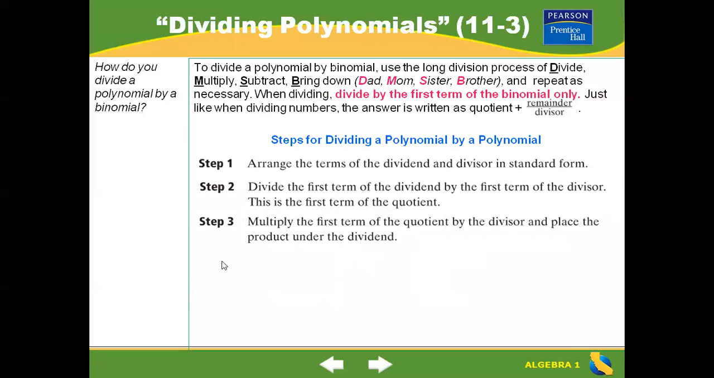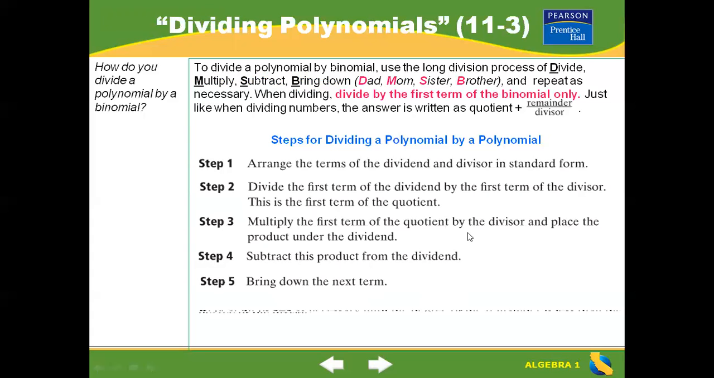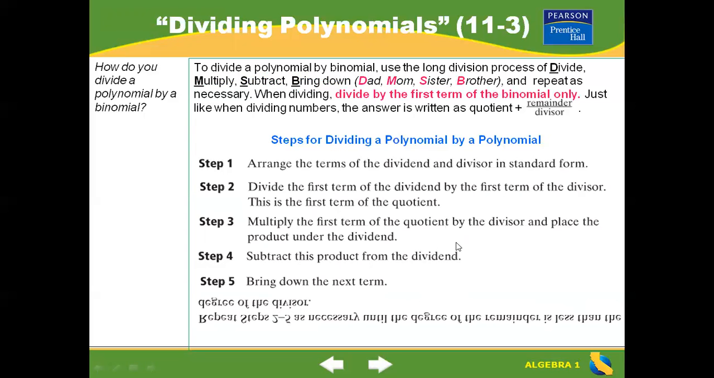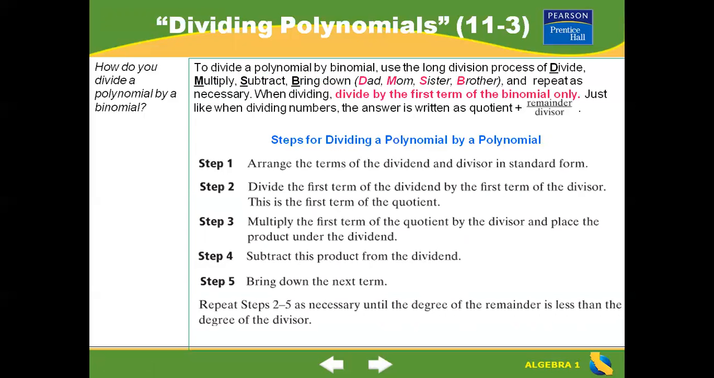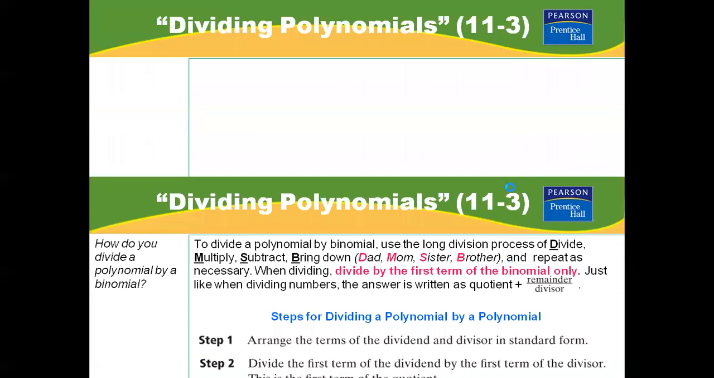Then step number 3, multiply the first term of the quotient by the divisor and place the product under the dividend. Then step number 4, subtract this product from the dividend. Then step number 5, bring down the next term. Then repeat step 2 to 5 as necessary until the degree of the remainder is less than the degree of your divisor. Okay, take note the steps for dividing a polynomial by a polynomial.